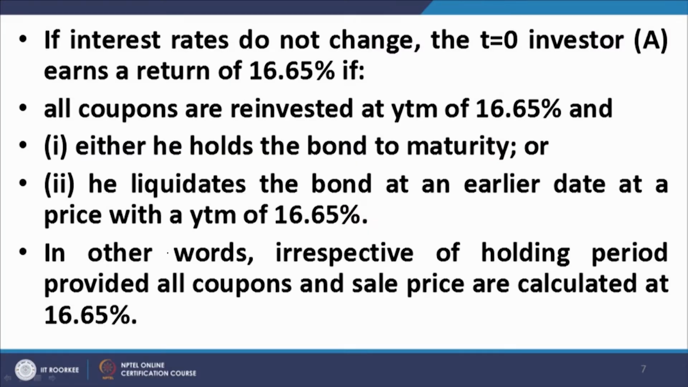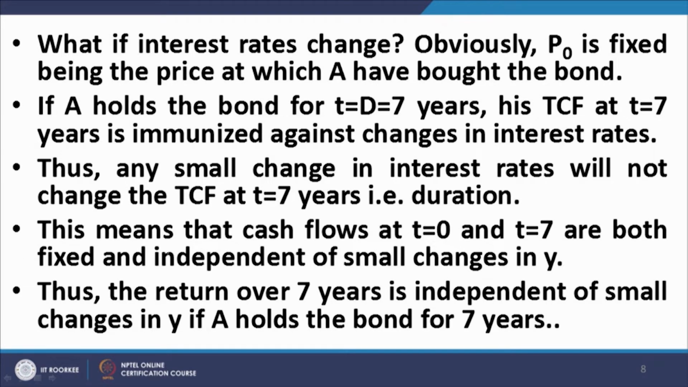But if he does not hold the bond to maturity and liquidates the investment earlier, then the price at which he liquidates the bond is computed at the rate of 16.65%. If both these conditions are satisfied, reinvestment at 16.65% and liquidation in the market at a YTM of 16.65%, then A will get a return of 16.65% irrespective of his holding period. In other words, irrespective of the holding period, provided all coupons and the sale price are calculated at 16.65%, he gets a return of 16.65%.